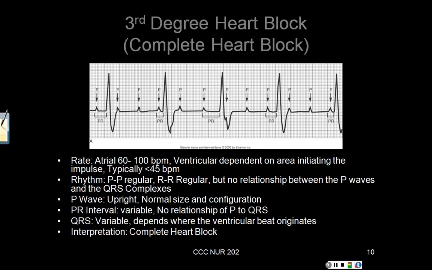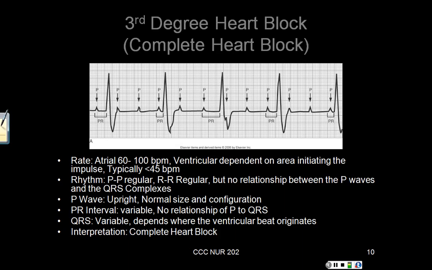If you took your piece of paper or your calipers and marched out the two separate components of the strip, your P waves and your QRS, your P waves would march out and be regular, and your QRS would march out and be regular. But again, there is no association between the P waves and the QRS. That is why it's called a complete heart block or a third-degree heart block.